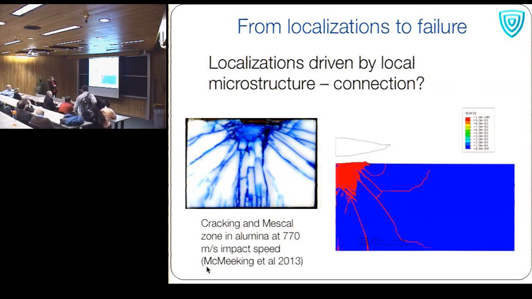This is actually an experiment of alumina under spherical impact, and a numerical model that I worked on with Dr. Deacon, who shared the graphic with me. We were looking at localization of damage, and we were happy to see something that looked like the experiment. We won't talk about all the quantitative side of things, but it seemed somewhat promising.